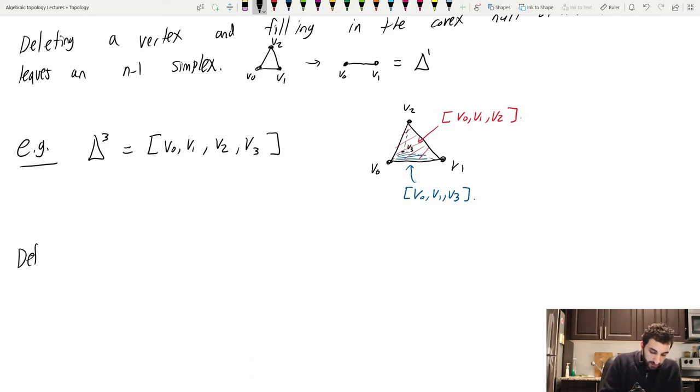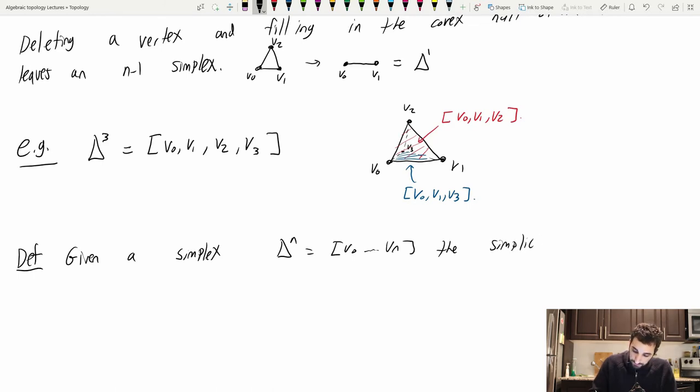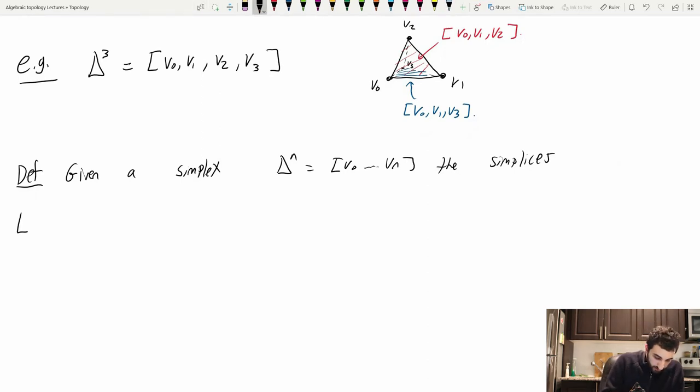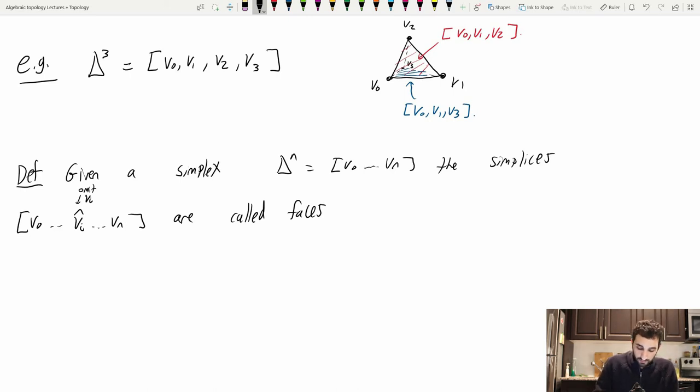So let's define these objects rigorously. So given a simplex delta n, given as the convex hull of v0 to vn, the simplices v0 up to vi hat (remember, this means omit vi) up to vn are called faces. So there are these n minus 1 simplices, we call them faces. The union of all the faces is called the boundary.